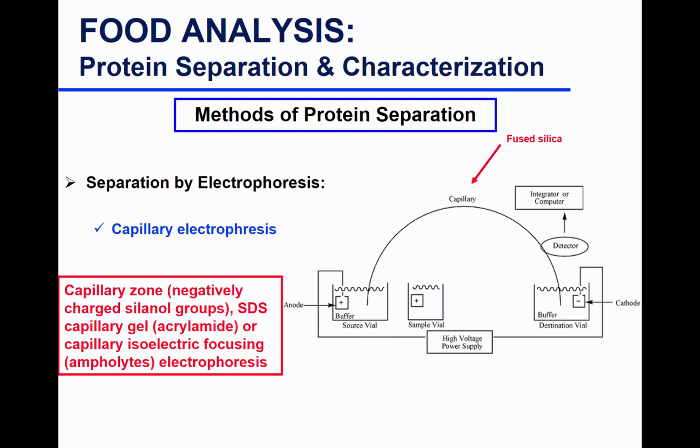In that capillary, you can have a gel that is regular acrylamide gel, and you can separate based on size. Or you can have ampholytes, and you can separate based on isoelectric points. So this is a form of quantitative separation and then quantitative detection.